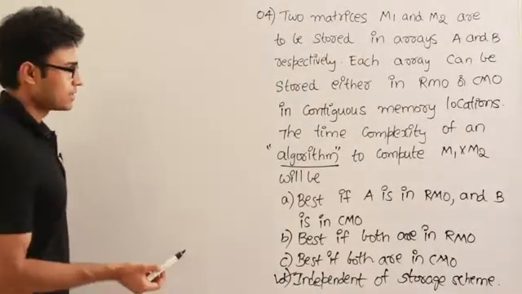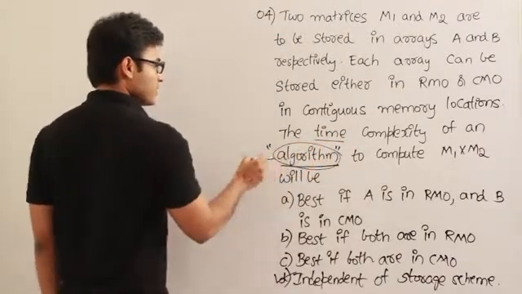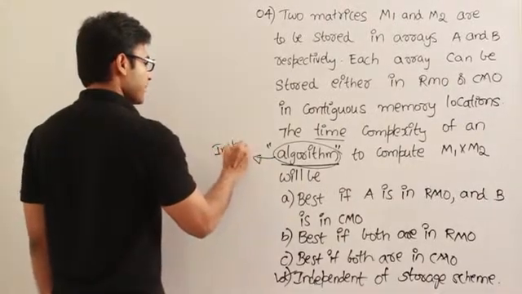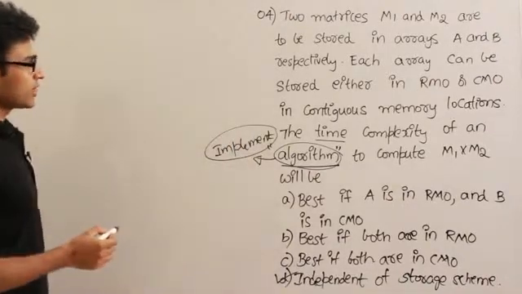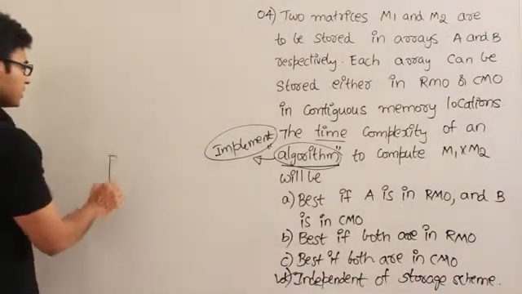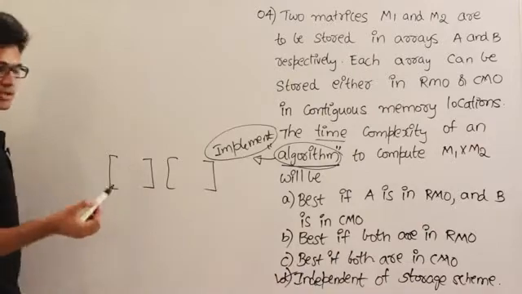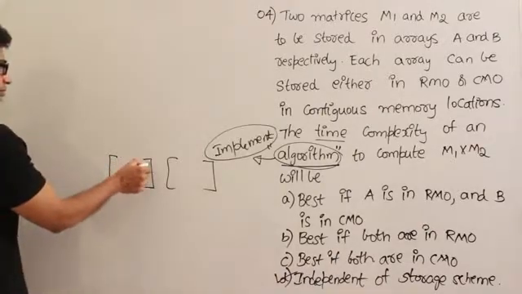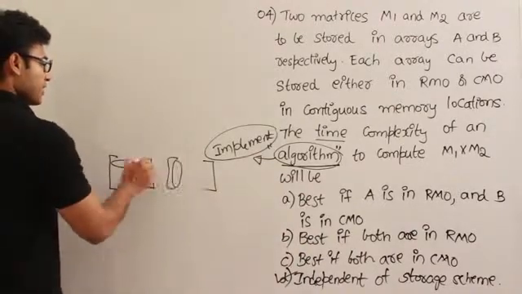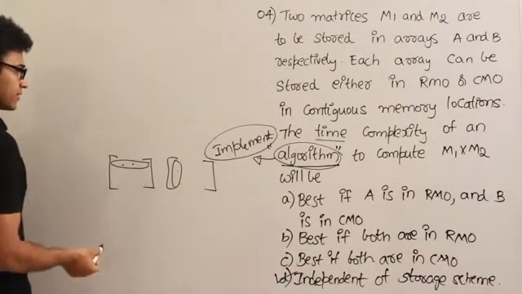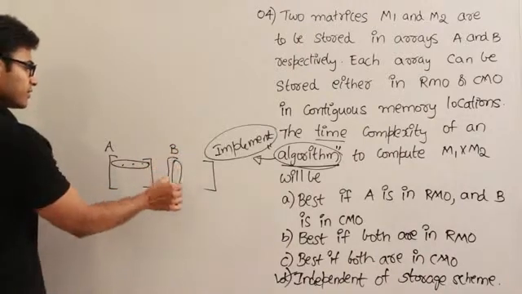Now what if I change the word algorithm to implementation, the time complexity of an implementation to compute it? So if I try to implement it, let's talk about it. When you try to implement this, how are you going to do it? Generally the programs will be like this: you write the program in such a way that you access a row of A and then a column of B, and you multiply the corresponding elements. Therefore storing A in row major order and storing B in column major order is beneficial.